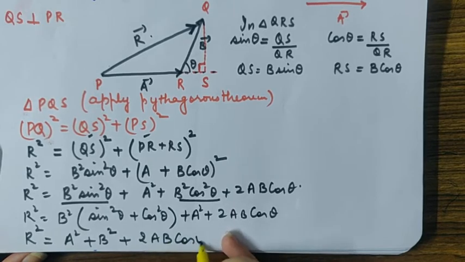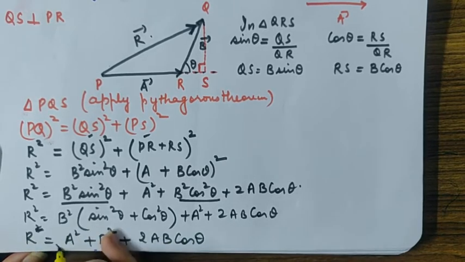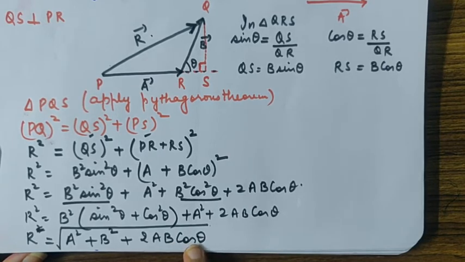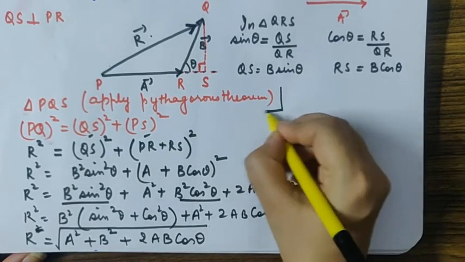Meaning what will be the value of resultant? Resultant will be under root of first vector square plus second vector square plus 2 into first into second cos of angle between them. Then this will be the magnitude of the resultant. Coming to the second one.